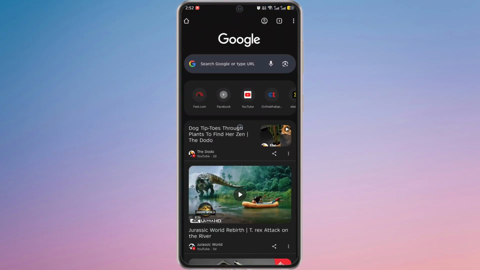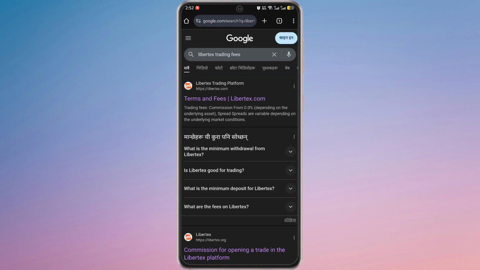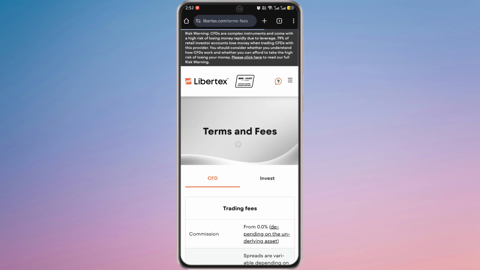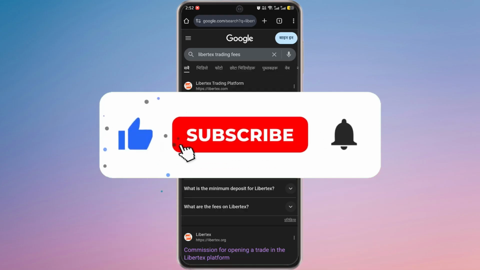You can also open your browser and search for Libertex Trading Fee in the search bar, where you can find detailed fee information directly on the official Libertex website. Now you know how to understand Libertex trading fees.